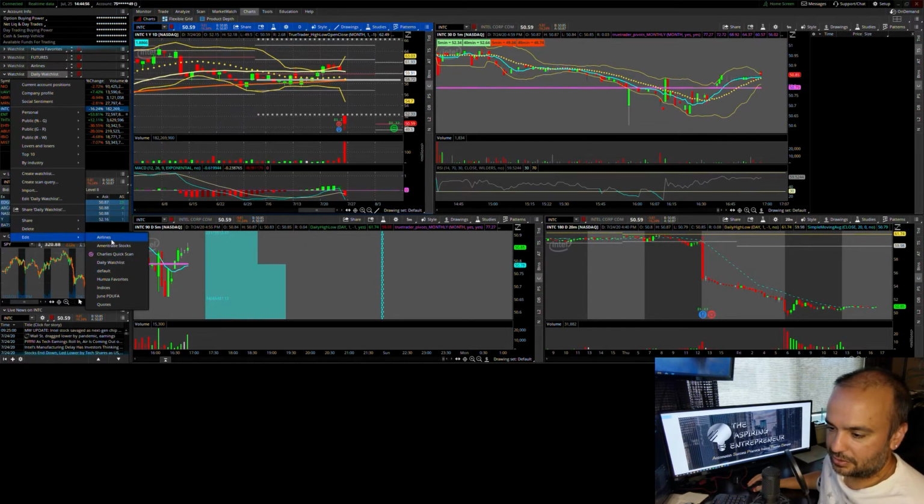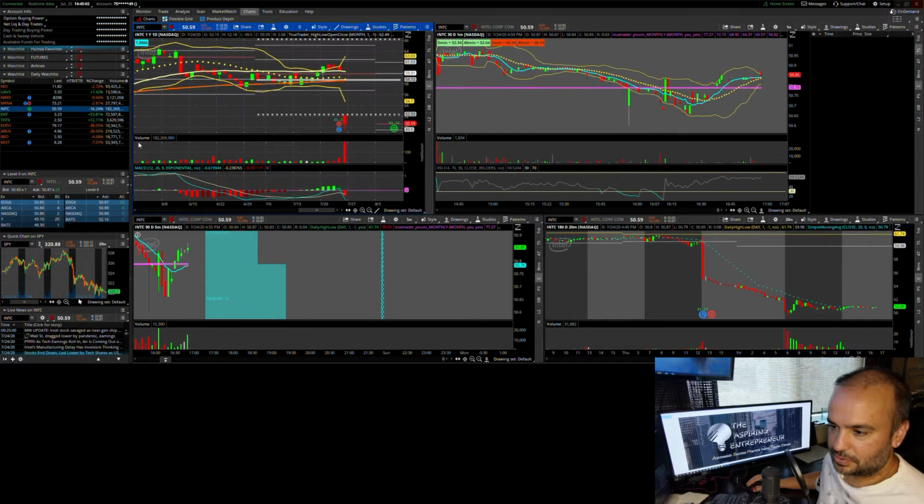You can see I have an airlines, I have some daily ones and some favorites. So let's just say I go to my Hamza favorites. These are some of my favorite stocks that I like to watch. So Overstock's been extremely bullish. My first purchase on it 2 months ago was around $11 or $12, and it's hit over $50. So it's been extremely bullish.